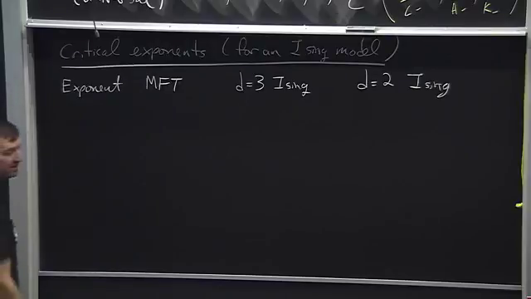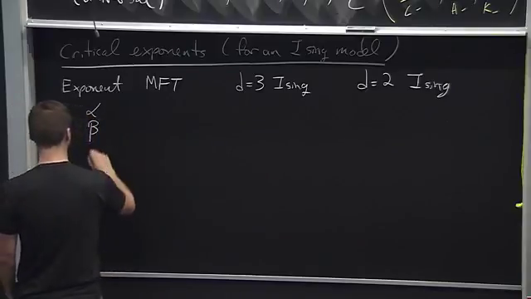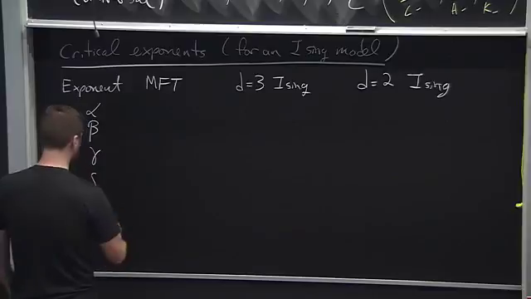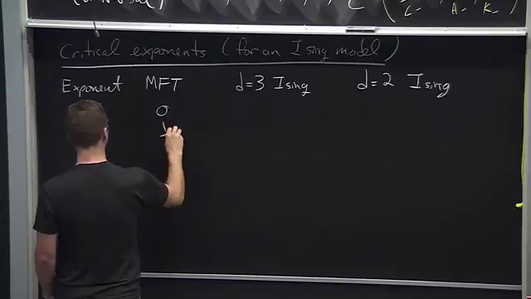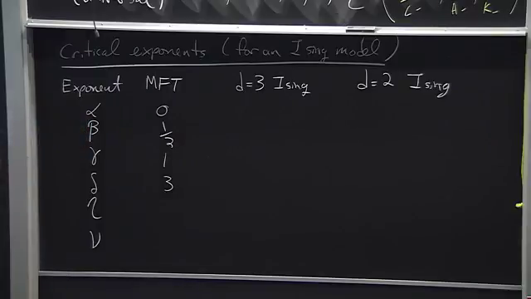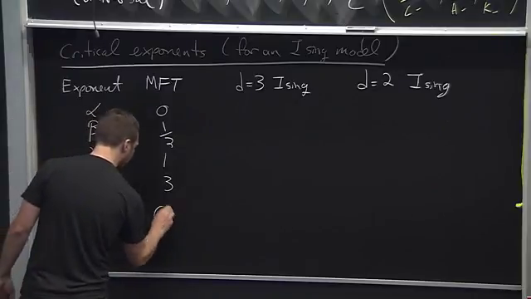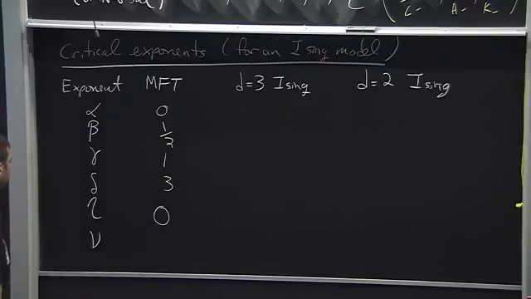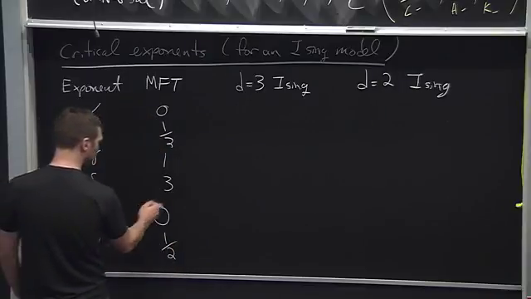And then I'm going to look at two different cases that are known exactly. So let me get these in the right order. Alpha, beta, gamma, delta, eta, nu. So we just calculated 0, 1/2, 1, 3. The anomalous dimension, we'll talk about lots. It's 0 in mean field theory. And the correlation length critical exponent nu, which we'll calculate shortly, is 1/2. So these two we haven't done yet.